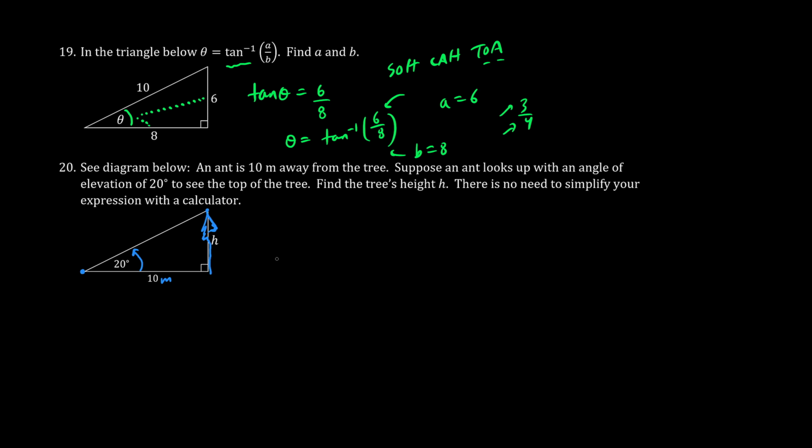So using SOH CAH TOA, we say tan of the angle is equal to opposite, which is h, over the adjacent, which is 10 meters. So without a calculator, you simply multiply both sides by 10 and you're done. h is equal to 10 times tan 20 degrees, which is just a number. If you're curious, the answer is approximately 3.64 meters.